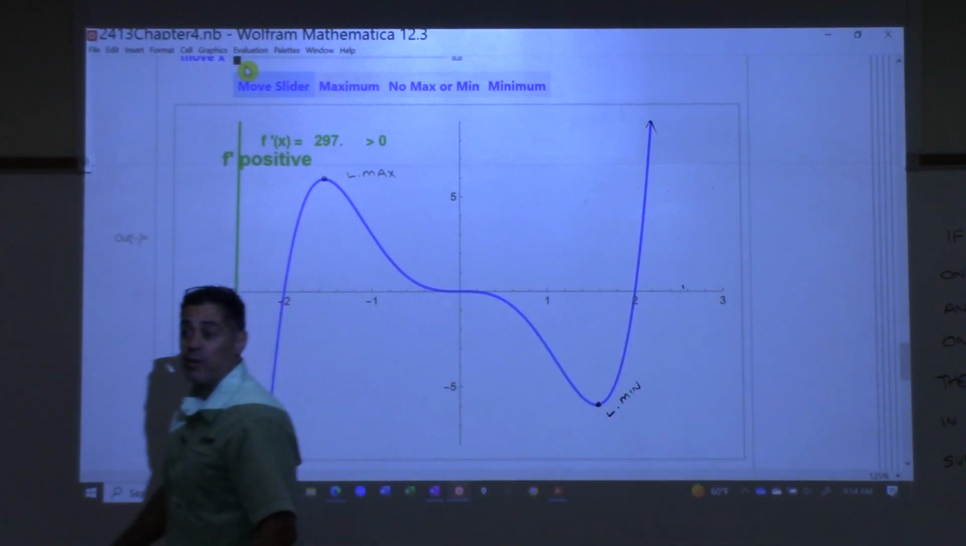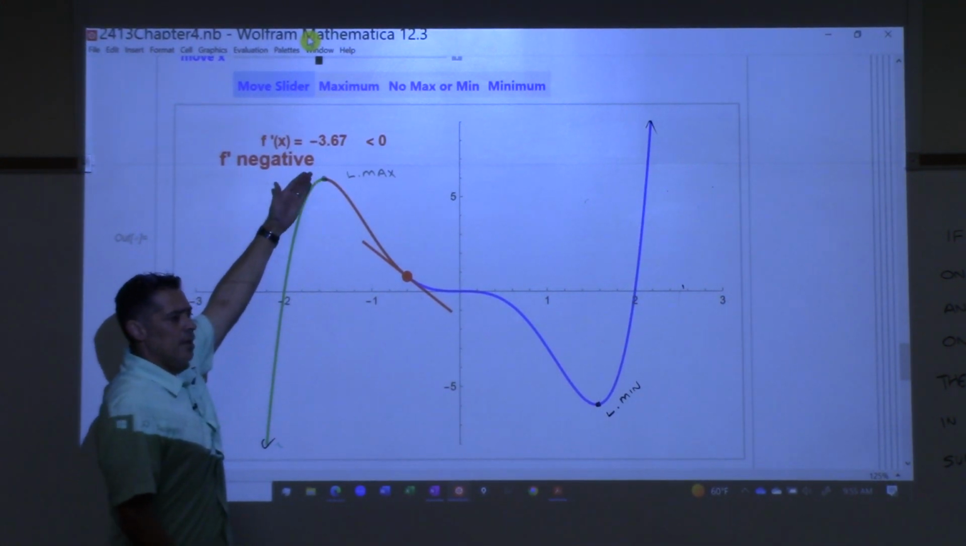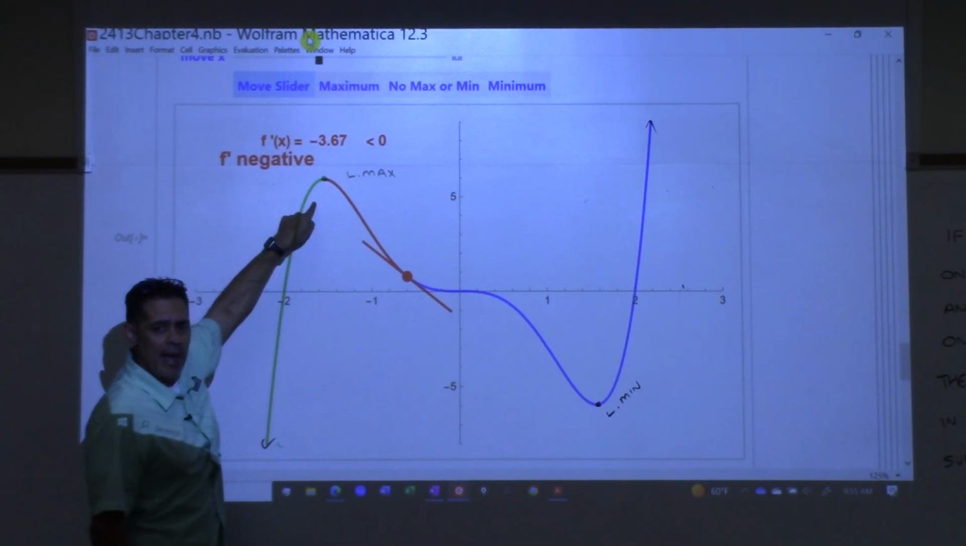Let's look at what the derivative does to the left and right of these. As I move from left to right, notice the derivative right now is positive, isn't it? It's positive. And then as I get to the top, the derivative is 0, and then it goes to negative. I've left a green there to represent positive derivative, and I'm leaving a red behind wherever the derivative is negative. So do you see? This is a critical number. To the left, the derivative was positive, and to the right, it was negative, so that's a local max.